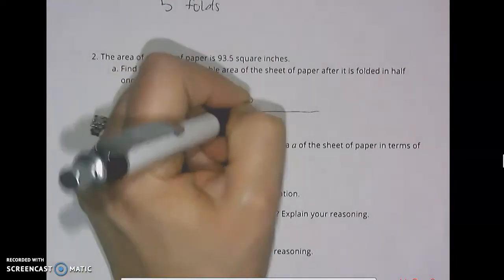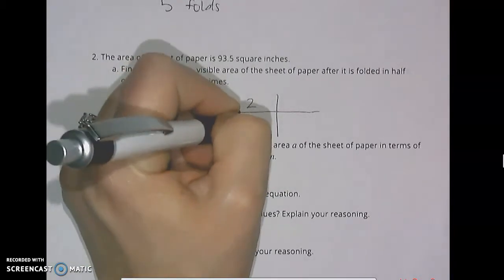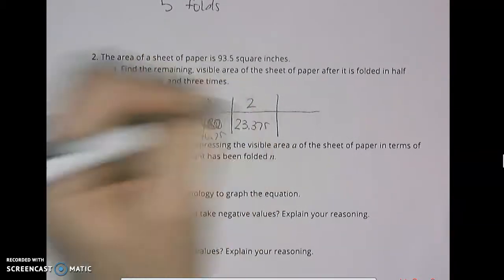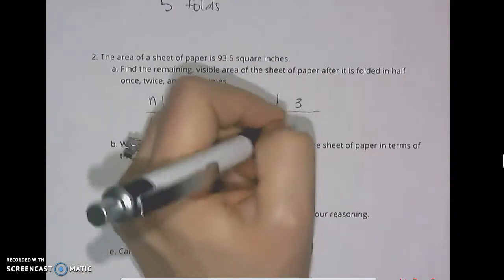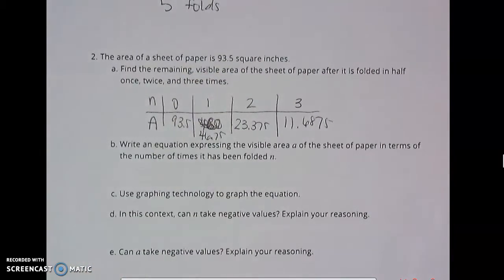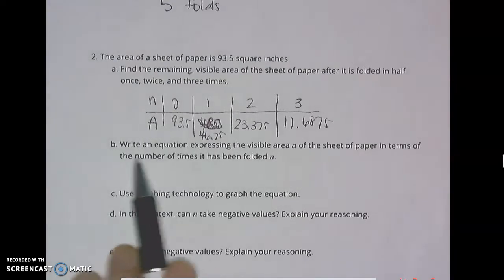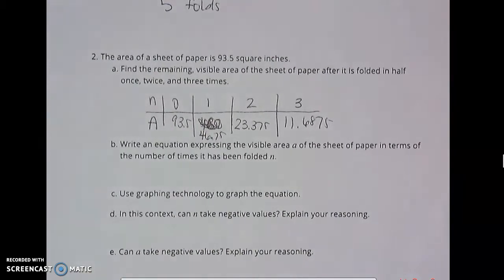If we fold it again, the area is going to cut in half again. So we would have 23.375. And if we fold that piece of paper one last time, we're cutting that area in half. So we would have 11.6875 square inches. Okay? So it says, write an equation expressing the visible area A of the sheet of paper in terms of the number of times it's been folded.